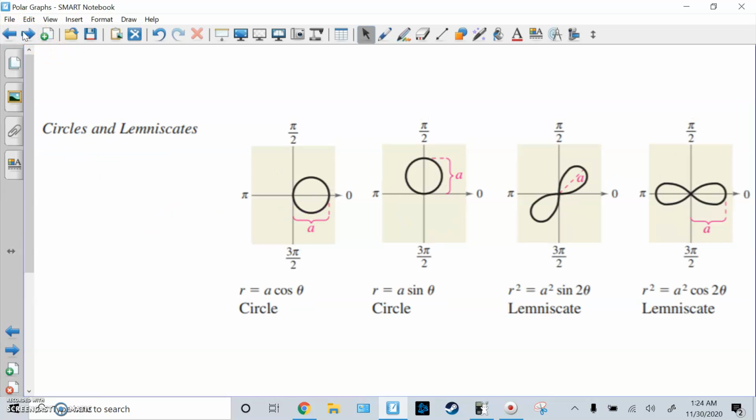Alright, then lastly, the circles and lemniscates. Here, the circles are a times cosine of a regular angle or sine of a regular angle. Then for lemniscates, you have r squared. You basically square everything. Alright, so try to memorize those patterns.